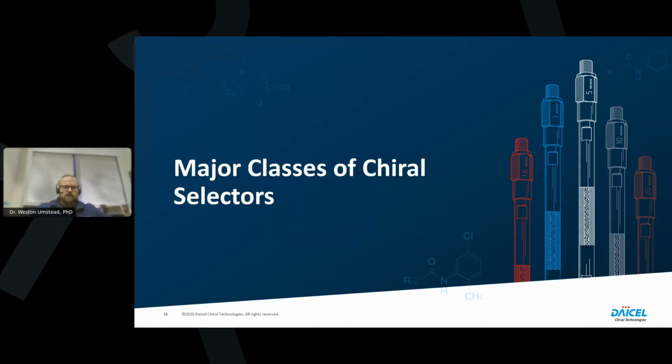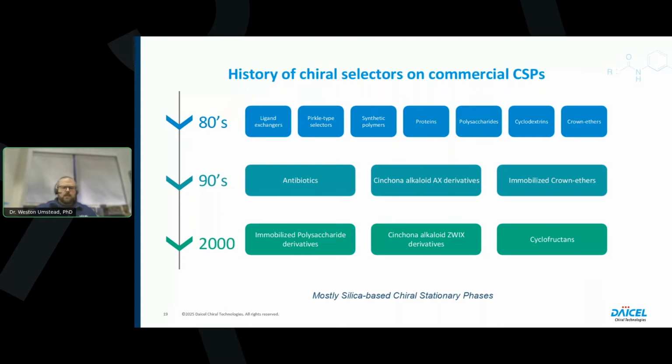So with that, we'll start talking now about our major classes of chiral selectors. And as I mentioned, if you're familiar with Daicel Chiral Technologies, the polysaccharides are definitely one of the most widely used phases. It's what we are the leader in the market for. But there are a lot of other options as well. And a lot of the development in history can be traced back to the 1970s, 1980s, where we saw things like the Pirkle phases start to show up, the protein-based columns, cyclodextrins, crown ethers.